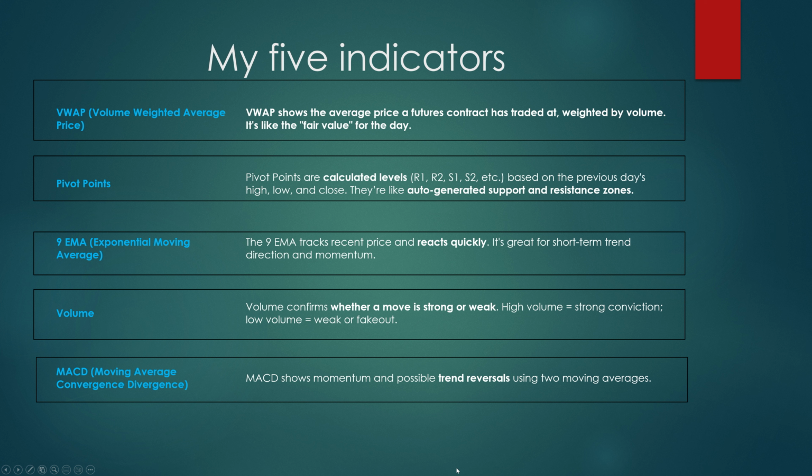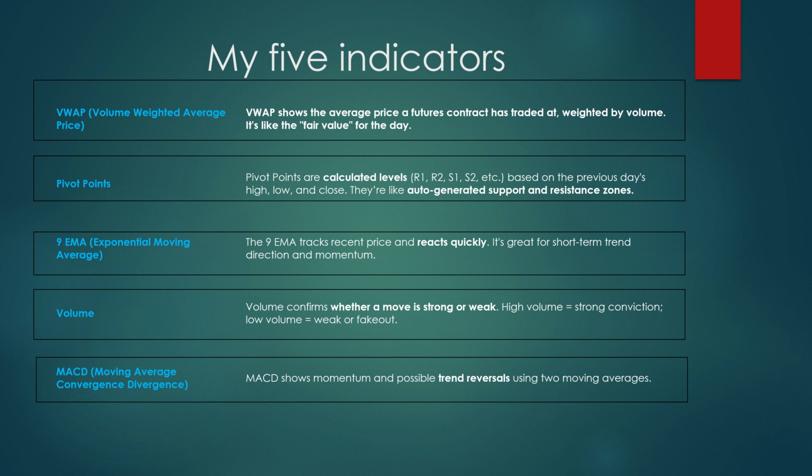So, my 5 indicators. We have the VWAP, or the volume weighted average price, pivot points, the 9 EMA (exponential moving average), volume, and the MACD, the moving average convergence divergence. Starting up here with the VWAP, it shows the average price futures contracts have traded at, weighted by volume. It's like the fair value for the day.